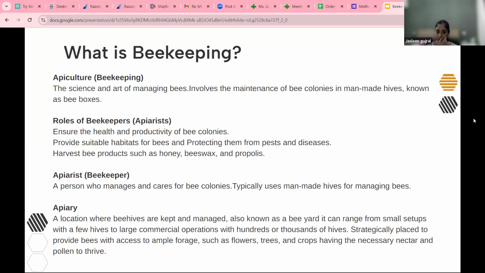Apiary is a location where the bee colonies or the bee boxes are kept at a certain distance from each other, and it is located in such a way that they are able to get access to the flora and the air. It can range from a small to a very large apiary.